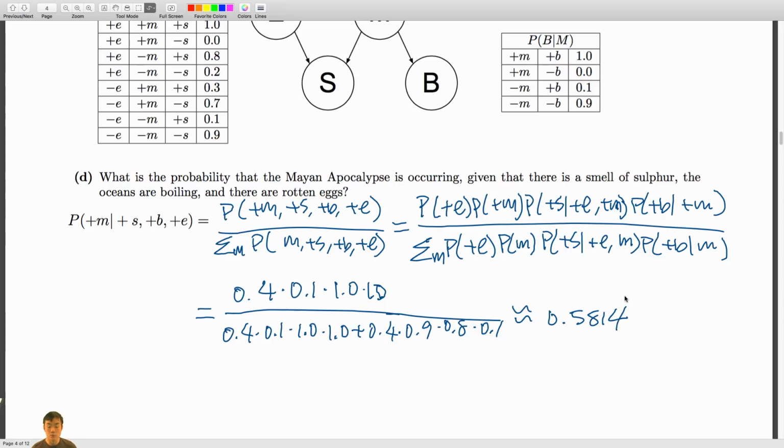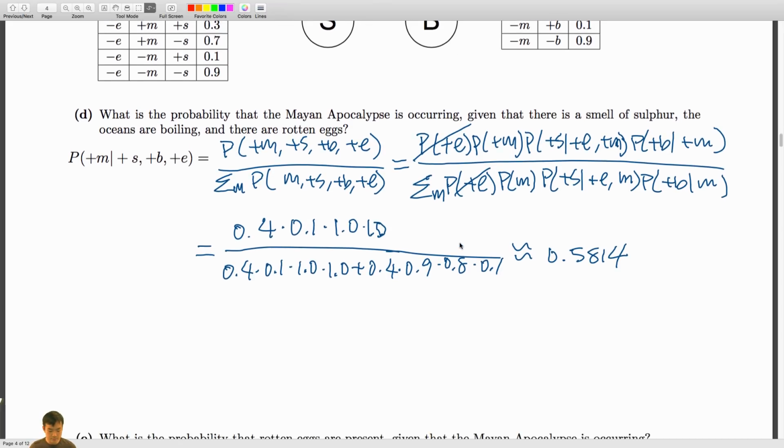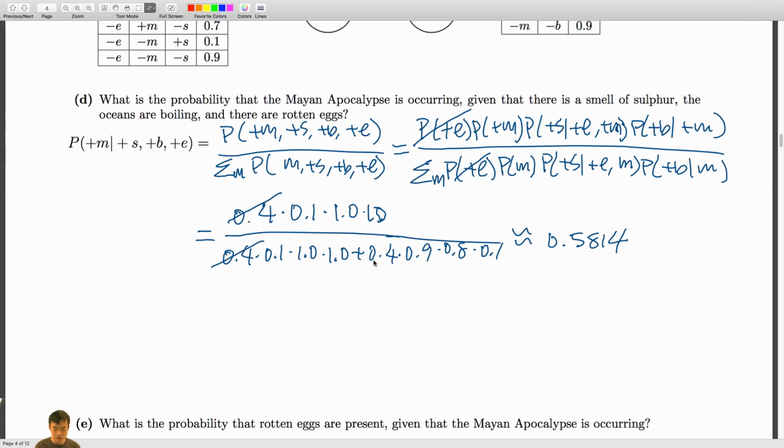One tip to save yourself some computation is that you can cross out everything on the top and bottom which does not involve the variable m, because it's going to be the same on the top and the bottom. This is true because you can see that 0.4 appears in both places equally.